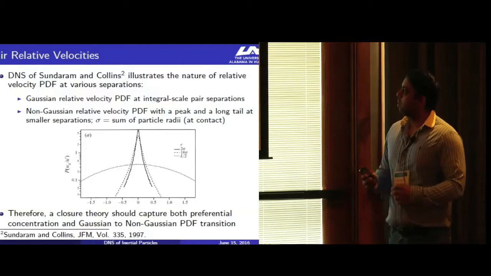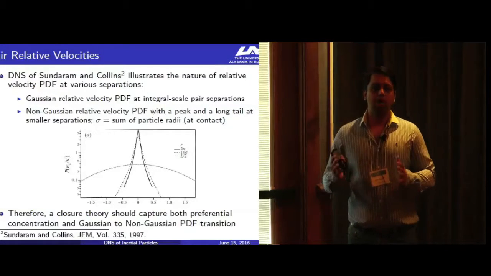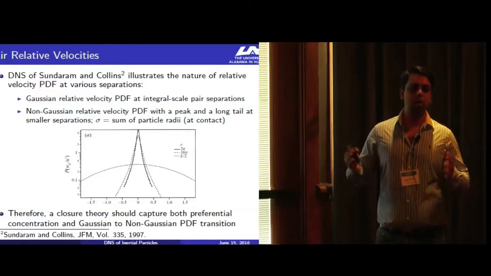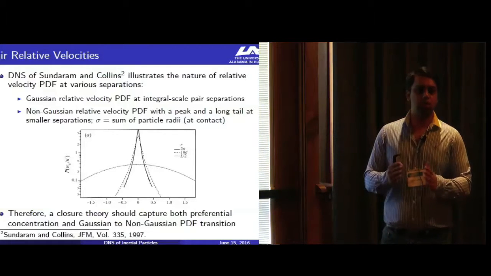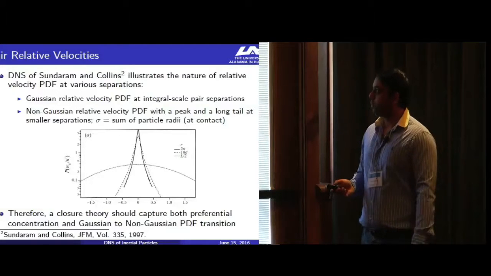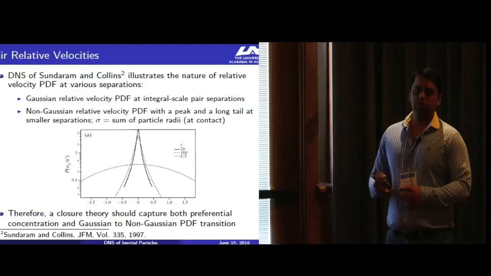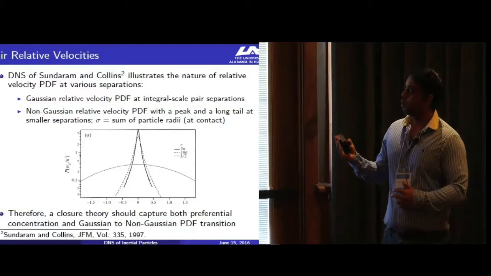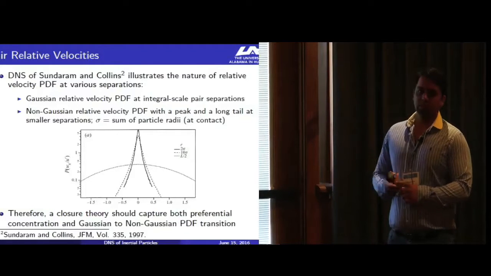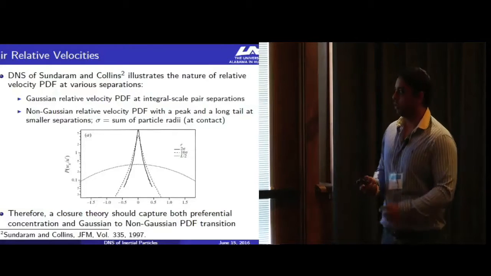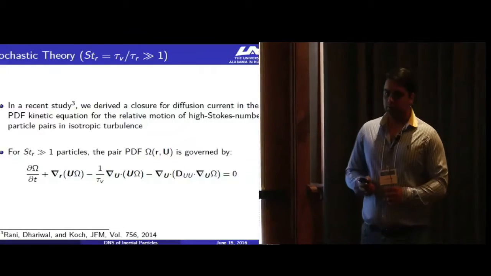So the particle pair relative velocity is Gaussian in nature at large pair separation because particles effectively become uncorrelated at very large pair separation, and as we decrease the pair separation, the relative velocities become correlated. Therefore, any analytical model which tries to capture the relative motion of inertial particles should be able to capture both these trends in preferential concentration as well as in the pair relative velocity. Now let me describe a little bit about our analytical work.